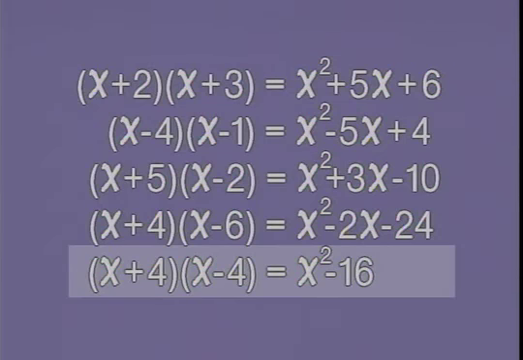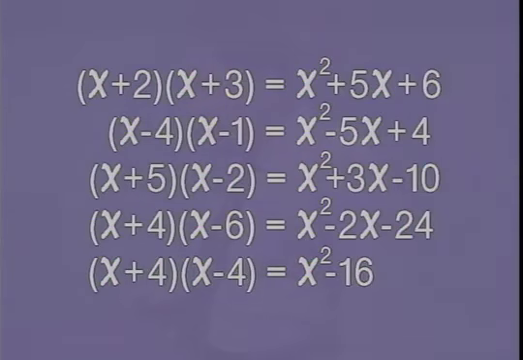Very special case: if you're multiplying x plus something times x minus something, and the two numbers are the same, there'll be no middle term. There'll be no x term. You'll simply have x squared minus, if it's 3 and negative 3, minus 9. If it's 7 and negative 7, it'll be x squared minus 49.